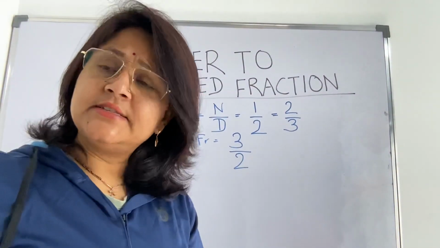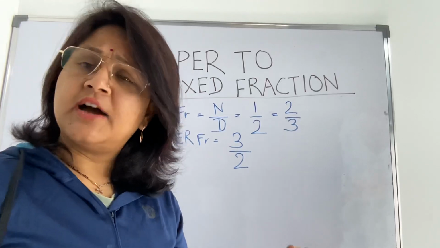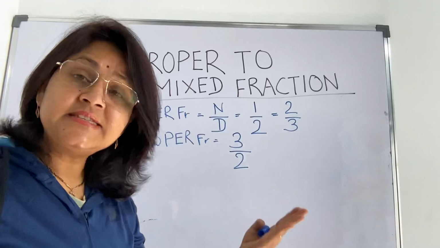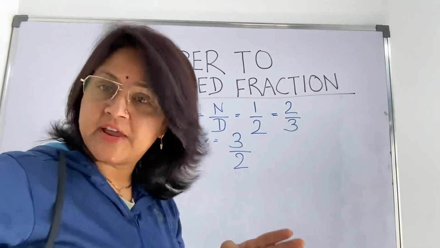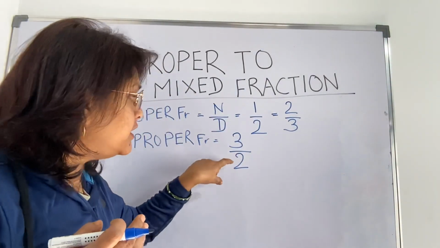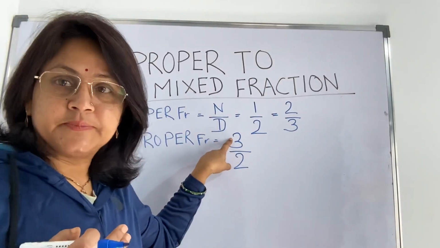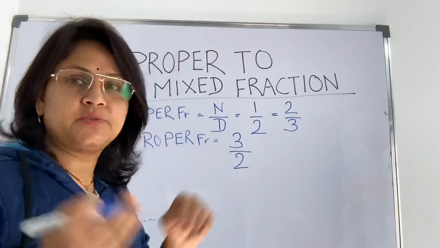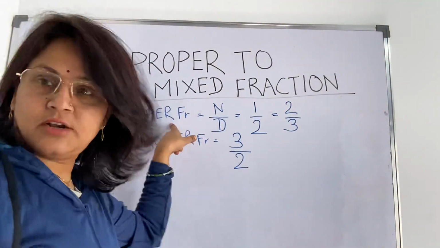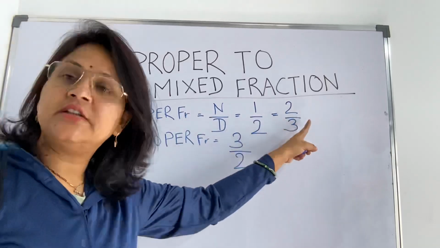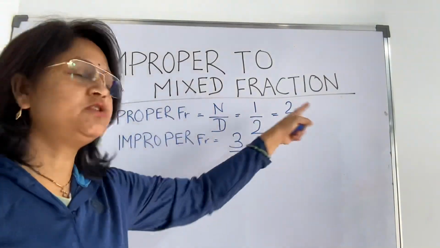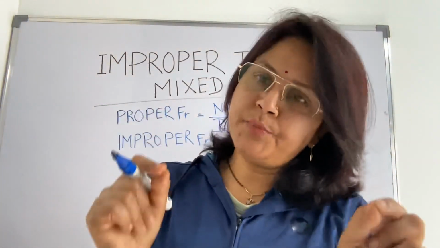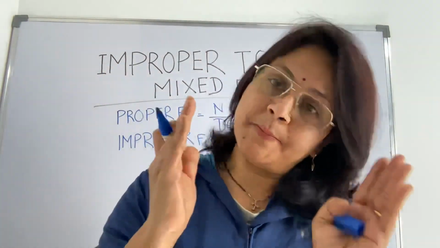Now, the question is, why do we say only an improper fraction can be converted to a mixed fraction? The reason being, in order to find the mixed fraction, we must divide the numerator by the denominator. That is why only an improper fraction can be converted into a mixed fraction. When we learn decimals, we can definitely convert a fraction into a decimal, but when we talk about the mixed fraction, it is only the improper fraction which can be converted into a mixed fraction.